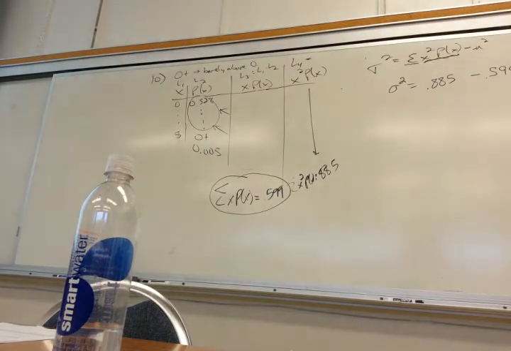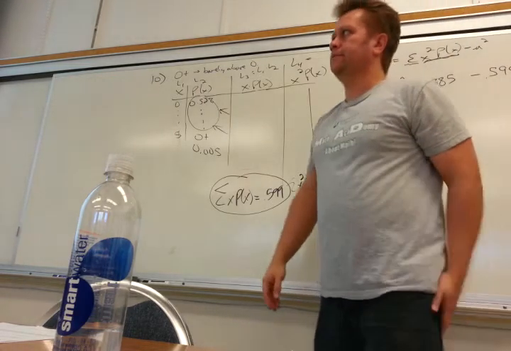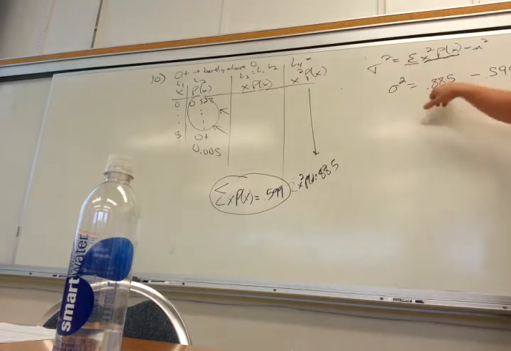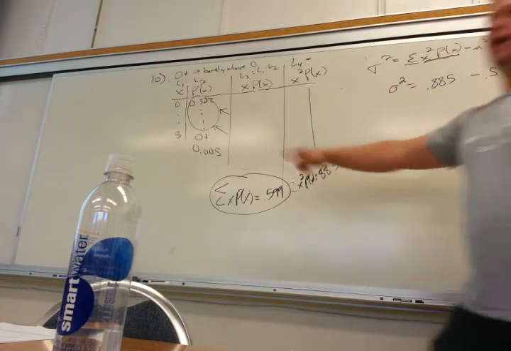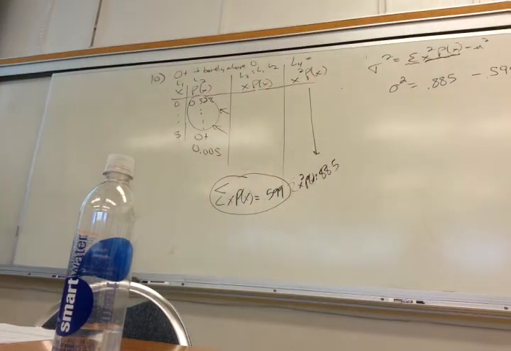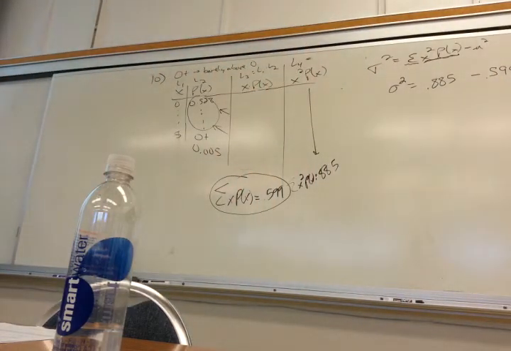So if I do one var stats L1, L2, does that look familiar? There's my 0.885, there's my 0.599. But n is 1, that really means that it adds to 1 like it should be. The probabilities add to 1. That kind of kicks ass a little bit, right?